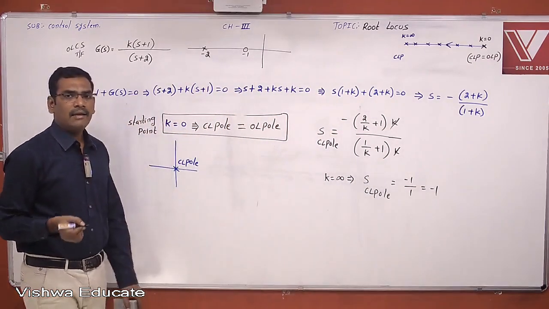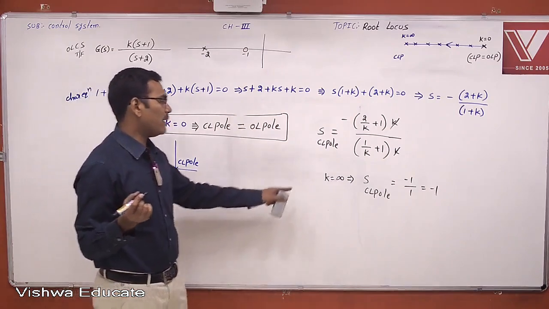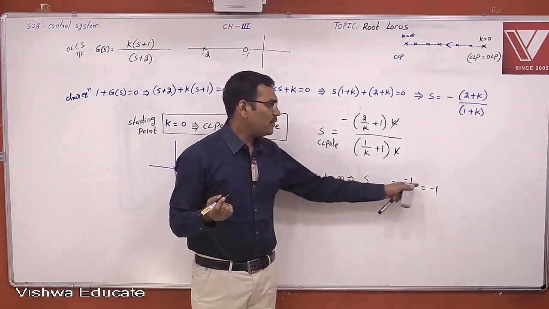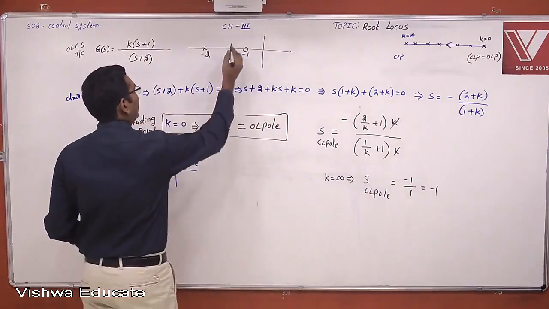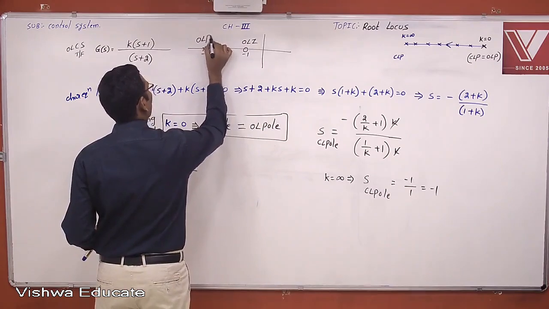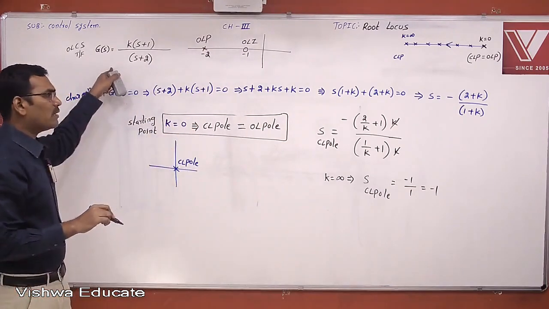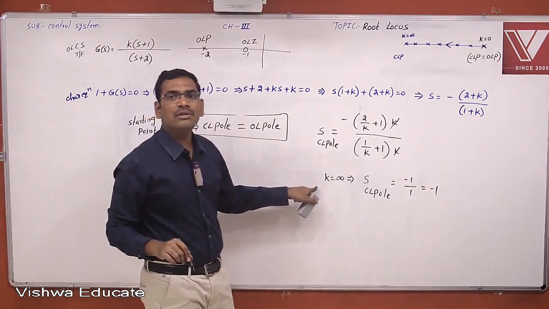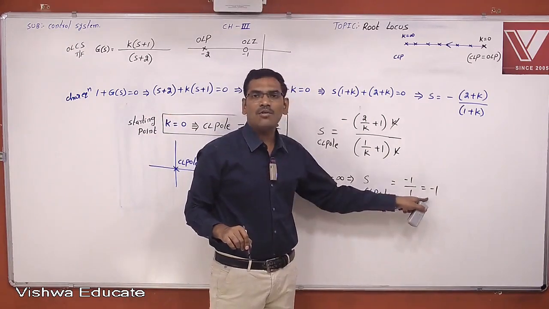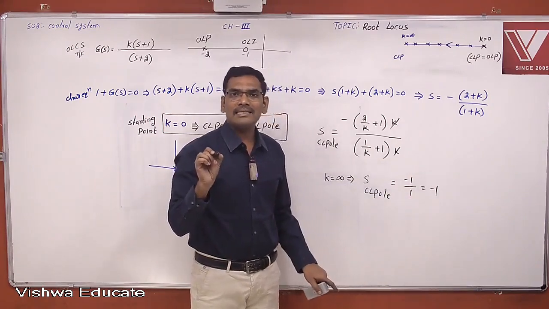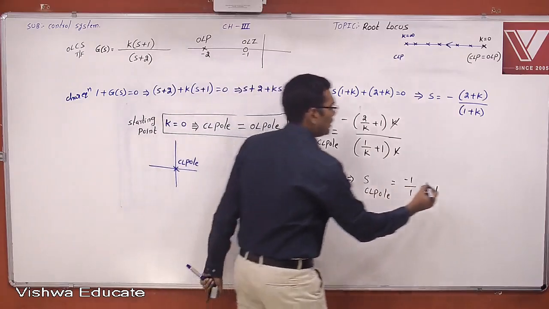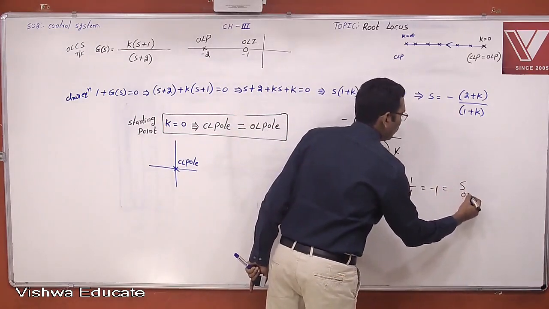Which means that when k equals infinity, you can understand students, the closed loop pole is equal to minus 1, which is exactly equivalent to the open loop 0 or not? This is the open loop 0 in the open loop control system. If you substitute k equals infinity, your closed loop pole, which is equal to minus 1, will be exactly the same as the open loop 0.